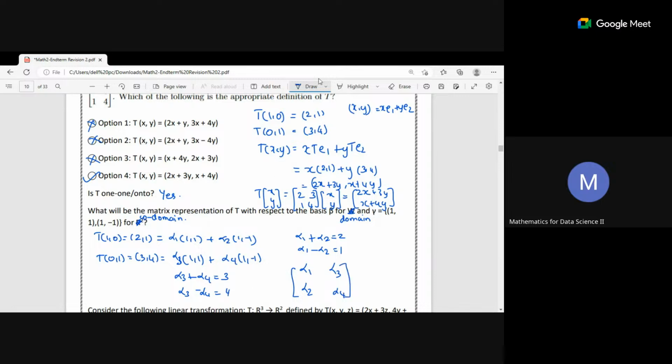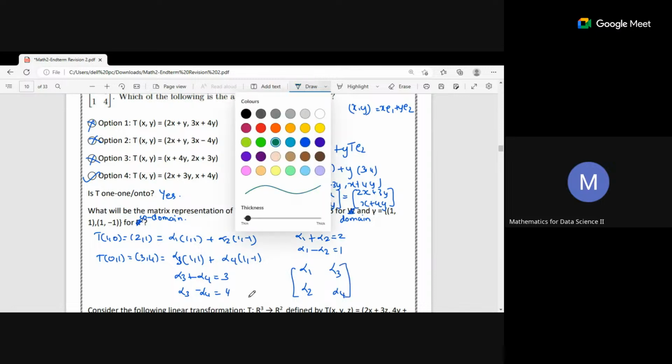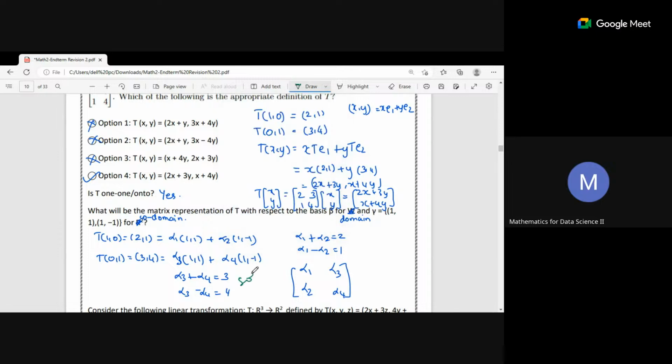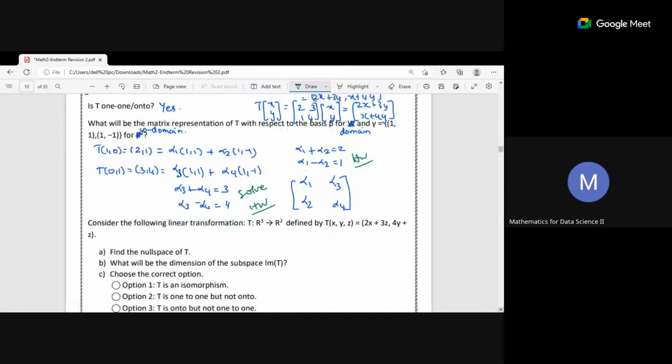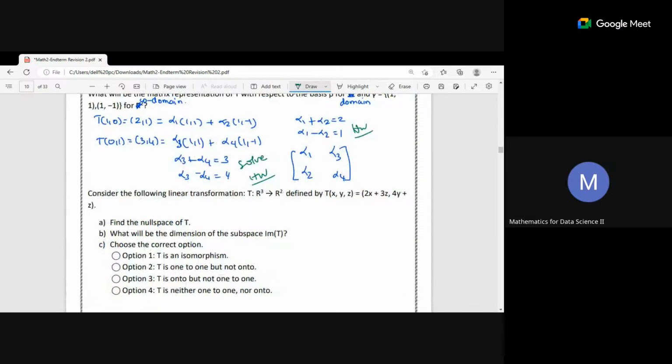Solving the system of linear equations, can I leave it to you? Yes, ma'am. Sure. Okay. Fine. Consider the following linear transformation T from R3 to R2 defined by T of (x, y, z) as (2x plus 3z, 4y plus z). Find the null space of T.